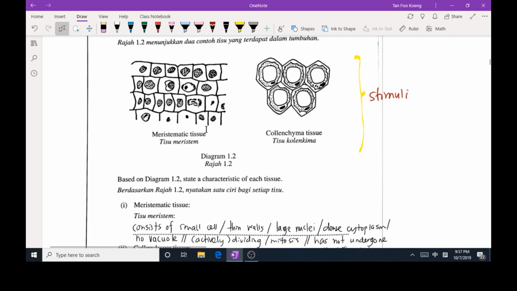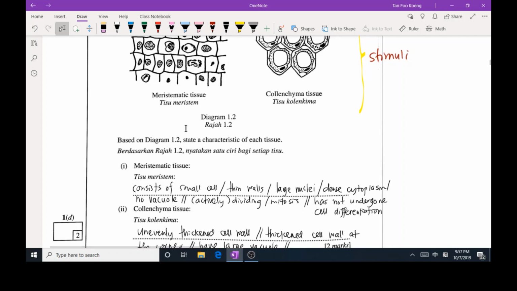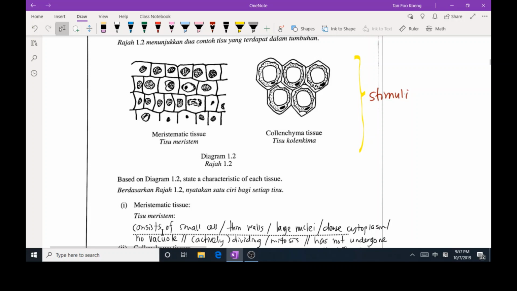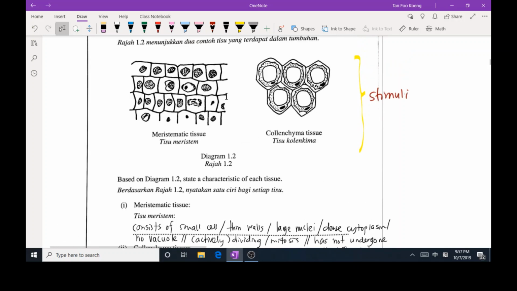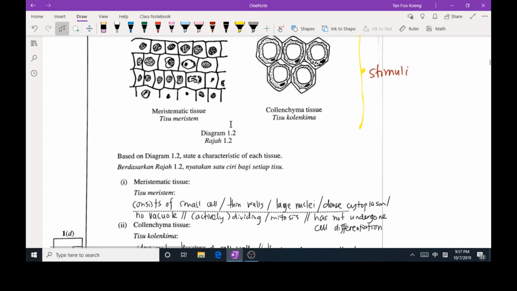Based on this diagram, as I mentioned before, the stimulus is our good friend, so we are going to refer to it. For meristematic tissue, for example, this tissue consists of small cells. Or we can say that the wall is quite thin, and the nucleus, as compared to the size of the cell, is large, and the cytoplasm is dense. No vacuole. Definitely we can't even see a vacuole here. So this is the nucleus, and this is the cytoplasm with no vacuoles at all, and the cells are actively dividing.